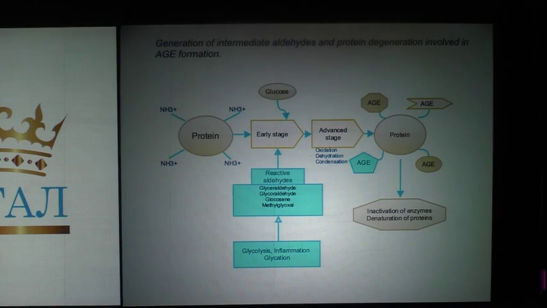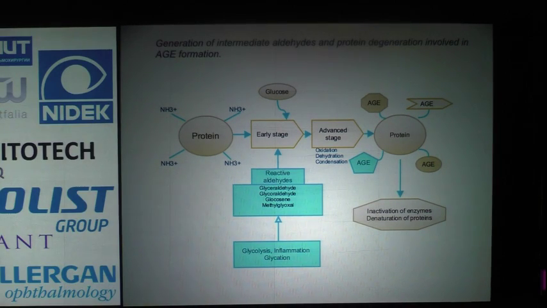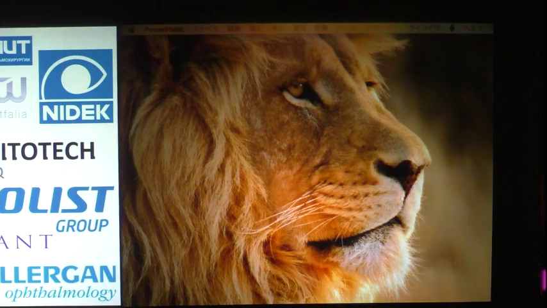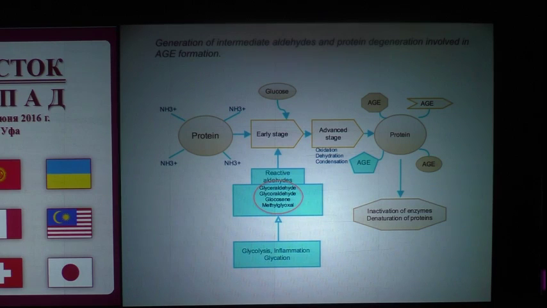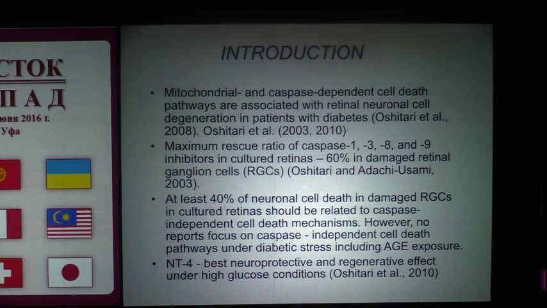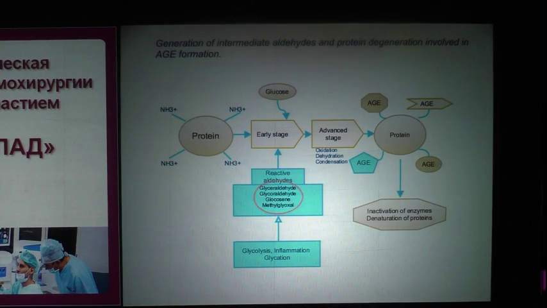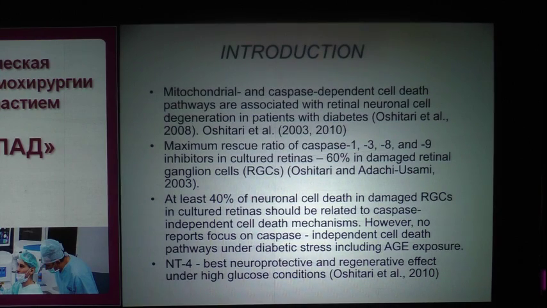So in general, in our body, the advanced glycation end products are formed through different stages, and in the early stage, by Schiff base and Amadori rearrangement, different substrates are formed, which in the advanced stage cause the inactivation of enzymes and denaturation of proteins.